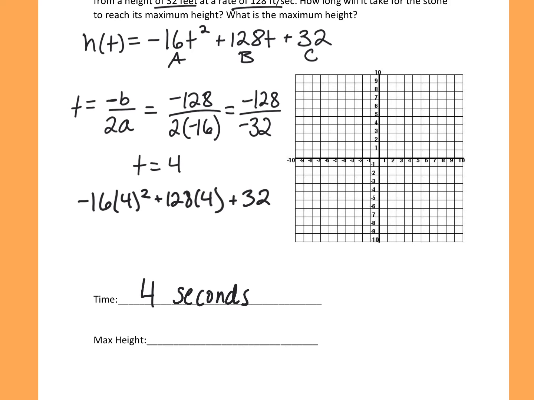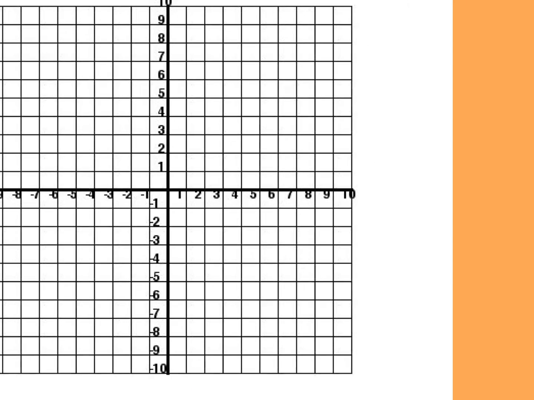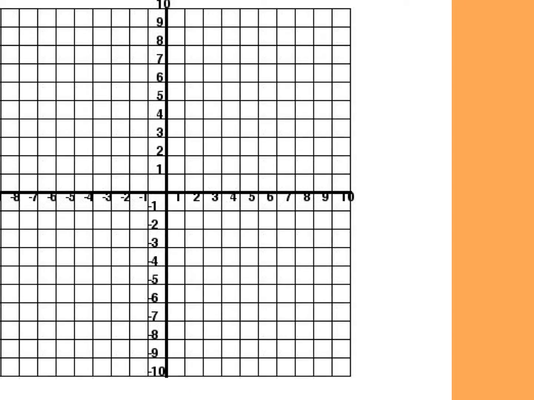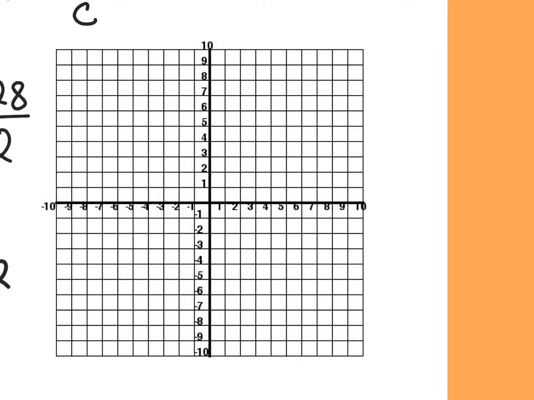What do we get? 288. Okay. So what you're telling me here is that this vertex point, or this maximum point, is 288. Okay. So last but not least, we got to graph that. So if we look at this graph that they have given us, we can probably plot the 4, right? We can go over 4, but can we go up 288 on this?